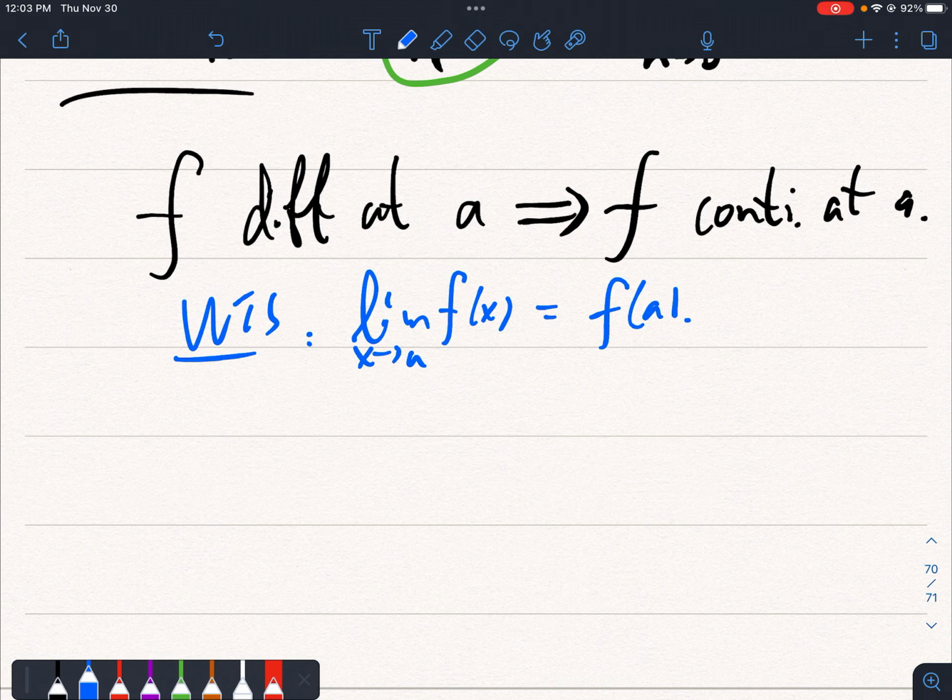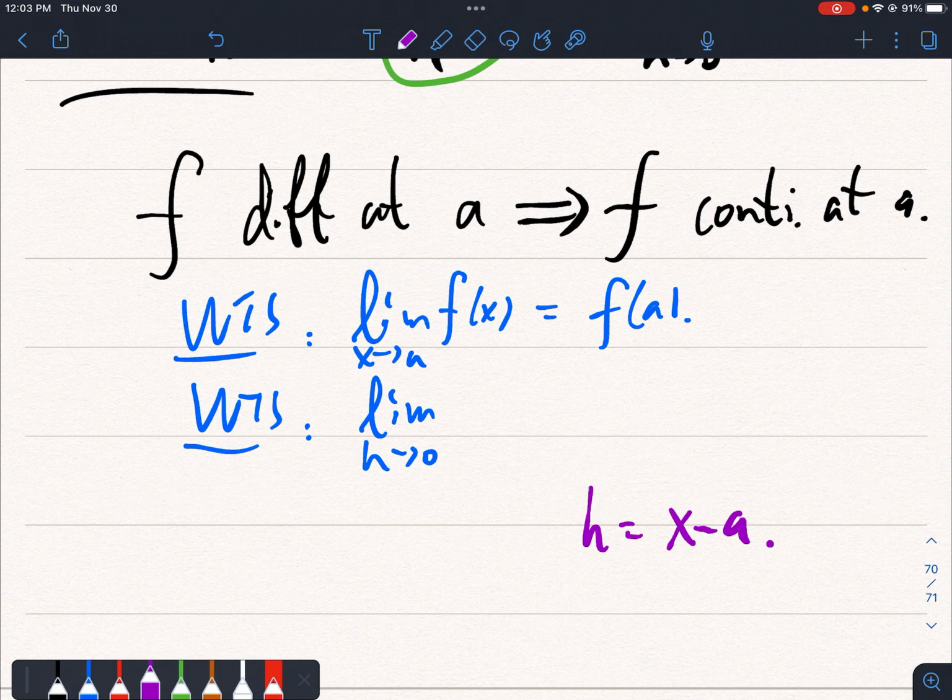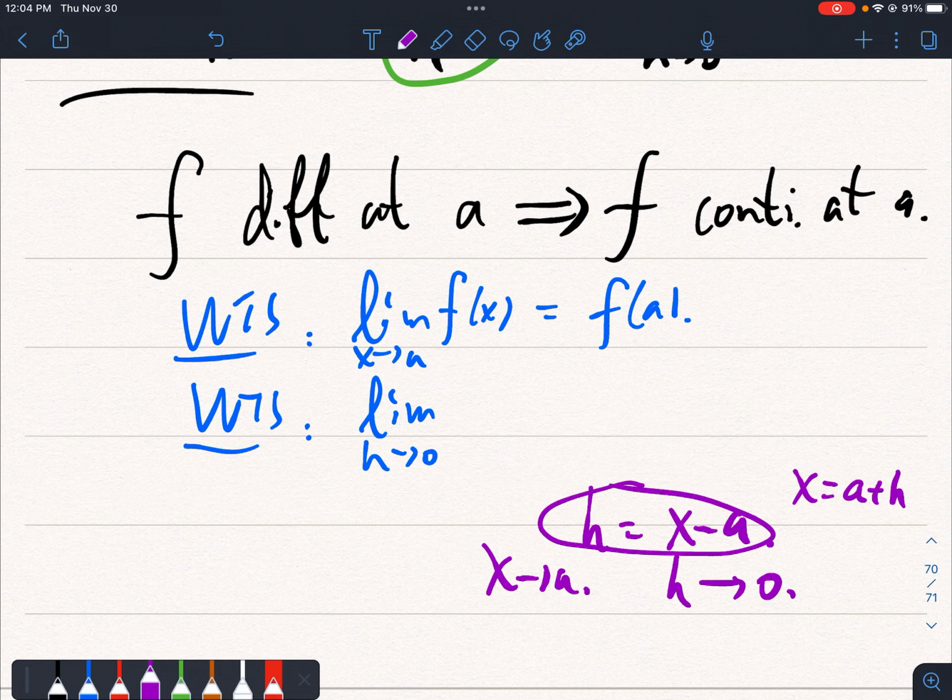So we want to show that the limit as x approaches a of f of x is equal to f of a. This is equivalent to saying we want to show it as h approaches 0. So we use h to denote x minus a. When x approaches a, equivalently, h approaches 0, right? Now if we write h as x minus a, then x will become a plus h. So we do this change of variable to change from the limit of x into a limit of h.